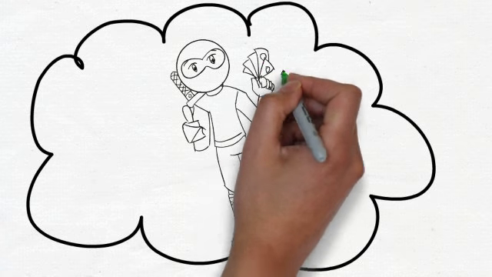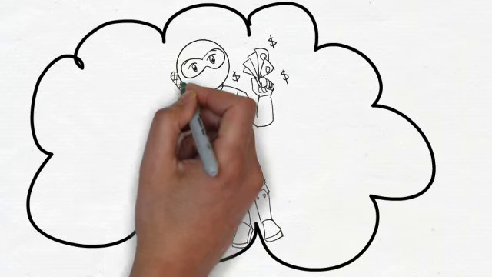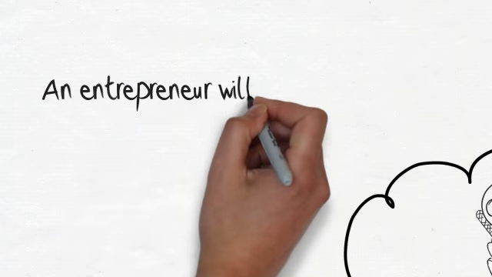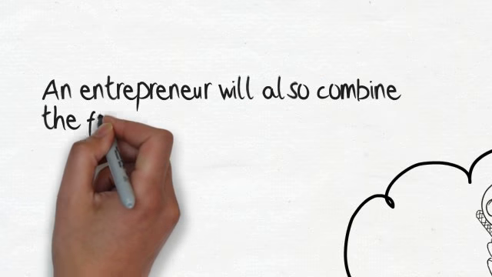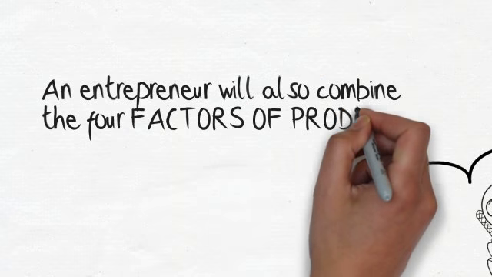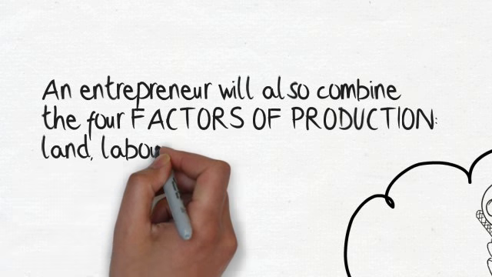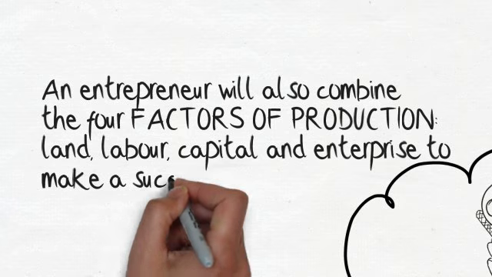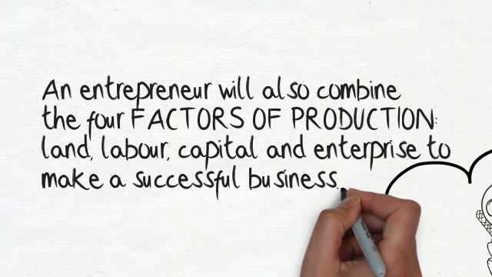They need to have the land, that's the natural resources for their business. They need to have the capital we've spoken about. They need to have some labour, some workers, a workforce ready, and of course the enterprise aspect, that is the business idea. So they must combine the factors of production.